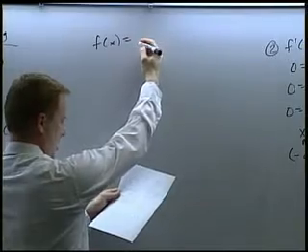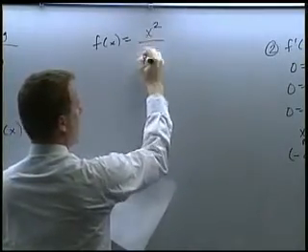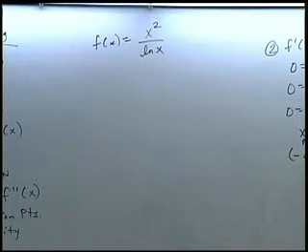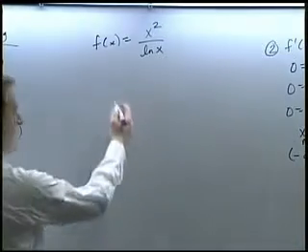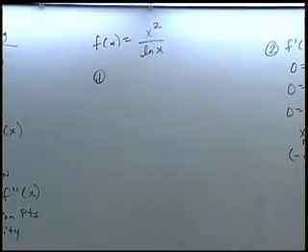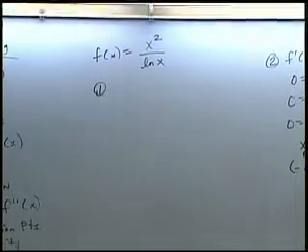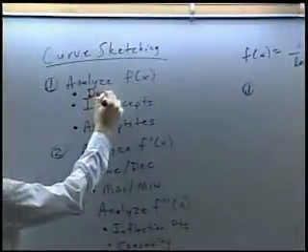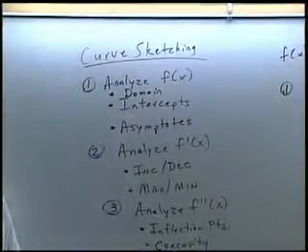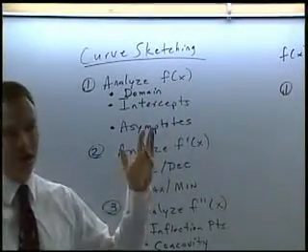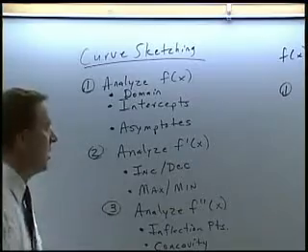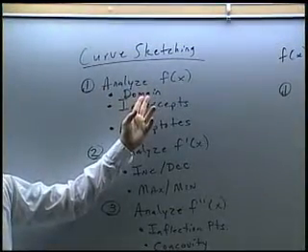Let's take x squared divided by ln of x. Now, within the curve sketching idea, step 1 is to analyze the original function. I didn't list this over here, but probably one more thing I should have included is to also look at any domains that you might have. With the polynomial one we just did, there weren't any problems. We can do anything with x. This example has some major domain issues.